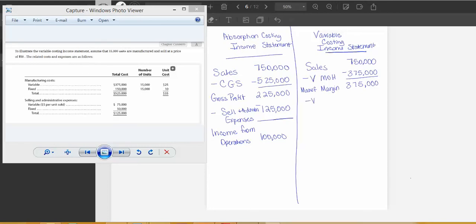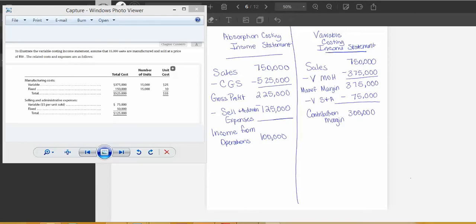Then you'll take out your variable cost dealing with your selling and administrative expenses because they tell us there's a cost of $5 per unit sold. So we'll take out that $75,000 variable cost to come up with our contribution margin. So the contribution margin, after you take out all the variable cost, is $300,000.